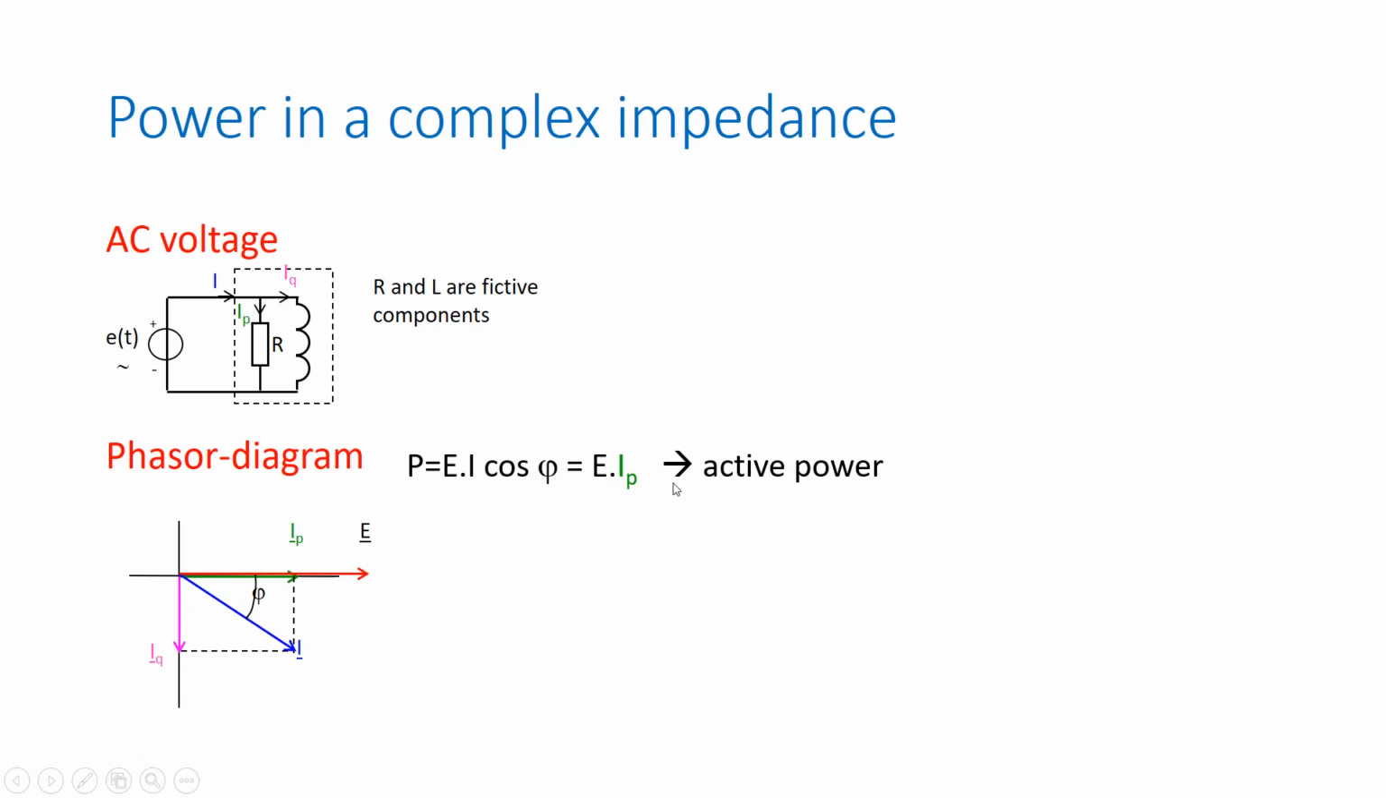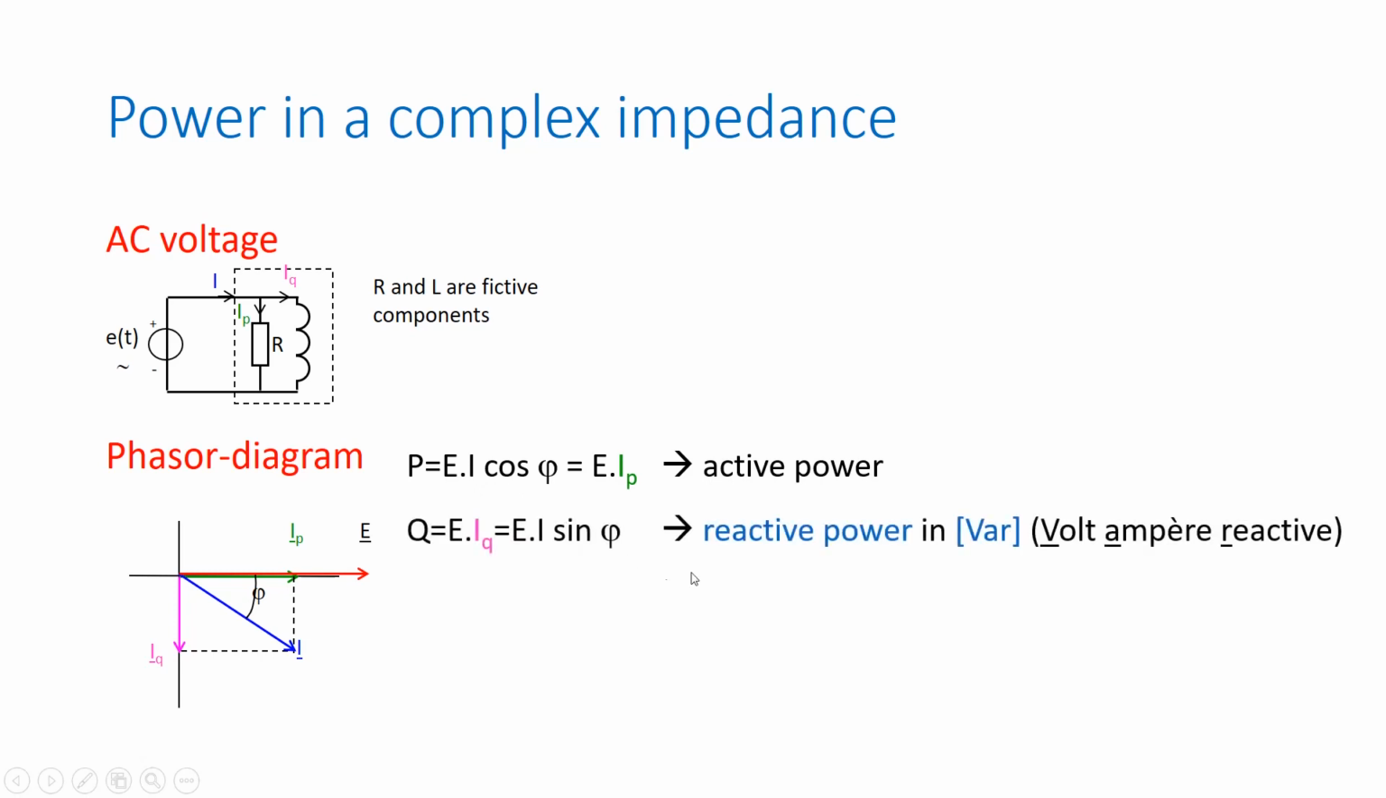Now we can also define the different power parts. We have seen that P, the active power, was equal to E times I times the cosine of phi, the cosine of that angle, that phase shift between voltage and current. So P, the active power, is E times I times the cosine of phi, which is equal to E times IP. Remember, IP was I times the cosine of phi. Q, the reactive power, is E times I times the sine of phi. So that equals E times IQ.